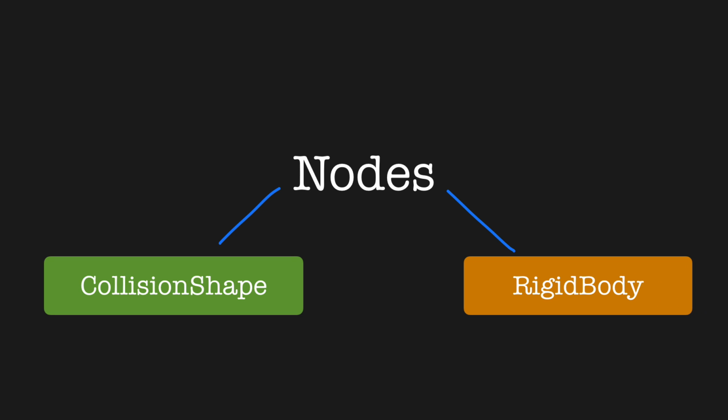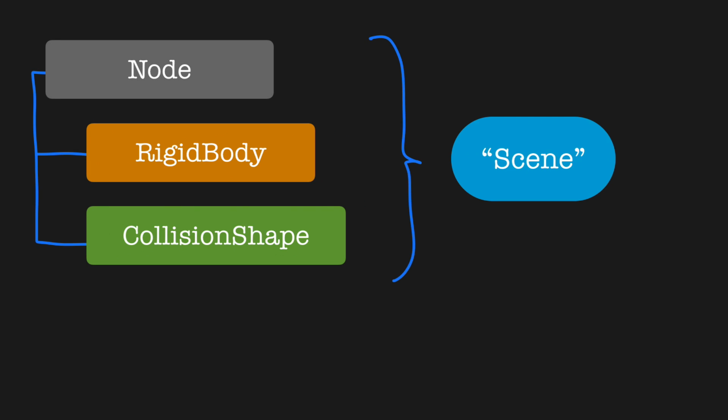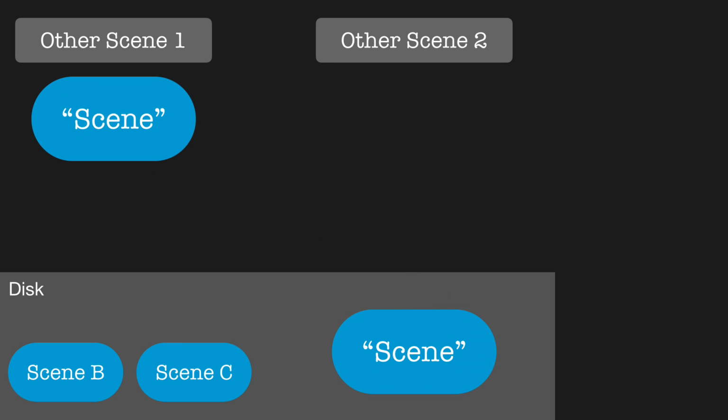These nodes can be put together by assigning them as the child of another node. And this will create a tree of nodes, also known as a scene. And it doesn't end here. A scene can be saved to the disk and then instanced into other scenes.